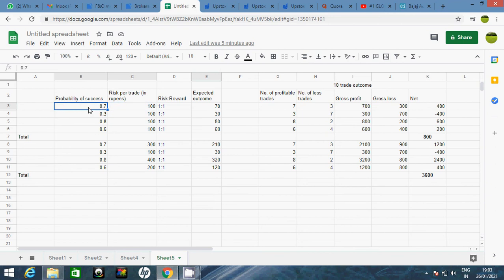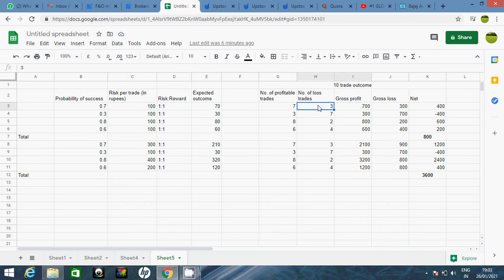So with this probability of success, with this system, if we take 10 trades, and we will consider 10 trades for each of these systems, 7 of them should be statistically profitable and 3 of them should be loss-making trades. Now given a risk per trade of 100 rupees and a risk reward ratio of 1:1, our reward will also be 100 rupees. So for 7 profitable trades, we will be making 100 rupees per trade profit. So the total gross profit for this will be 700 rupees.